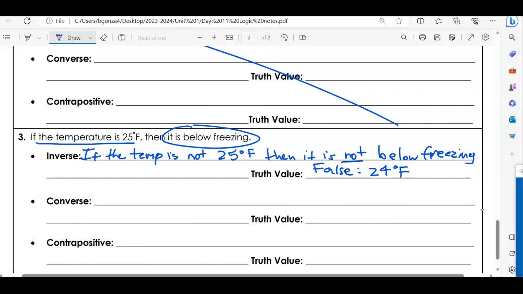Converse means we switch the order, right? Switchy. So I'm going to take the original one and say if, take that P and that Q and switch them. If it is below freezing, then the temperature is 25 degrees.